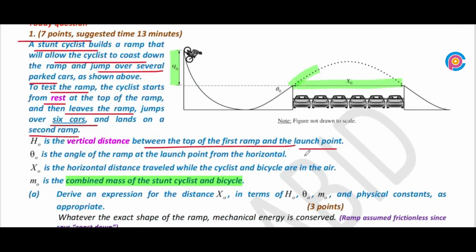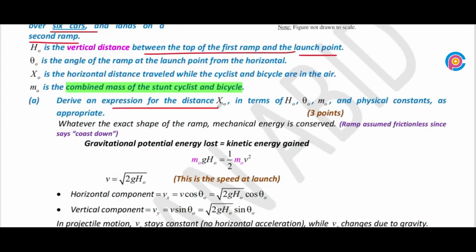Now the question is, derive the expression for the distance x naught in terms of h naught, theta naught, m naught, and physical constants as appropriate. Whatever the exact shape of the ramp, mechanical energy is conserved. The ramp is assumed frictionless since the word coast down is used.